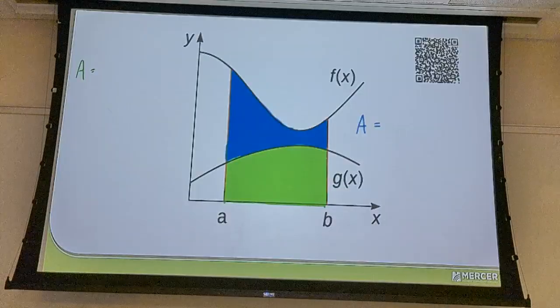What's that area? The area of f(x) minus the area of g. I'm looking for just the green. Oh, we haven't gotten into that one yet. Oh, okay. What is the area of that green shaded region? The definite integral of g of x, dx, from a to b.